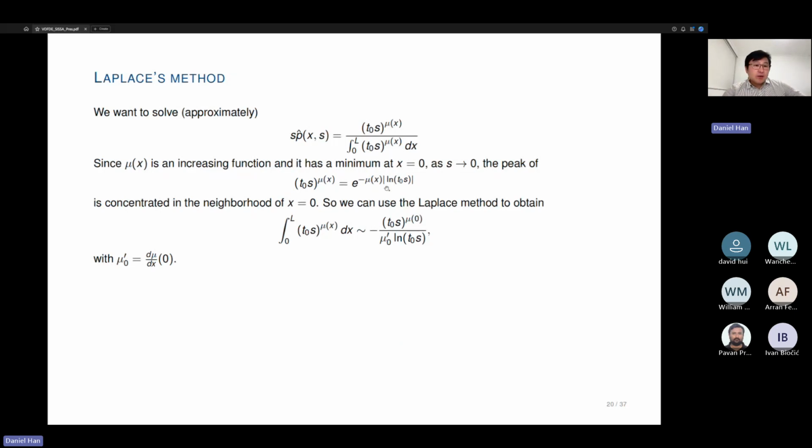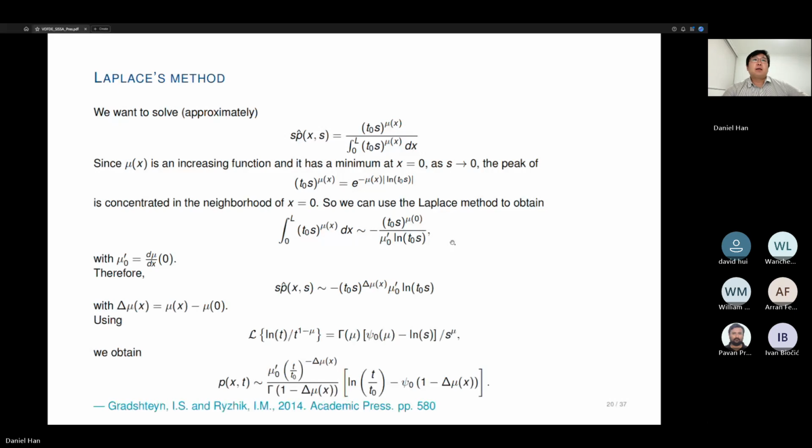Since mu x is a monotonically increasing function with a minimum at x equals 0, as s goes to 0 the peak of my power law s to the power of mu x is concentrated in the neighborhood of x equals 0. We can use the Laplace method to approximate the integral in the denominator, obtain this expression, substitute it back in, and invert the Laplace transforms using these properties, which you can look up in Gradshteyn and Ryzhik or calculate yourself directly. You can arrive back at the asymptotic solution.